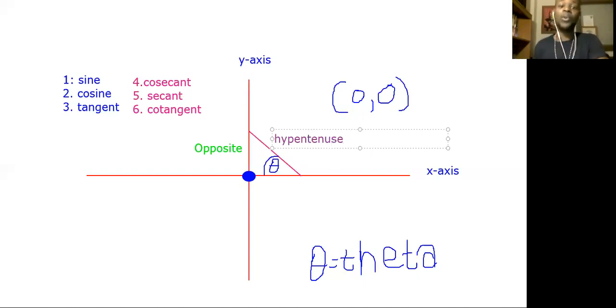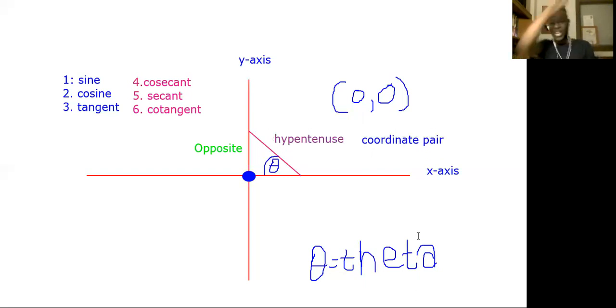Hypotenuse. So I learned this in elementary school. The longest side of a triangle is what we call the hypotenuse, okay? So it's just something you need to remember.